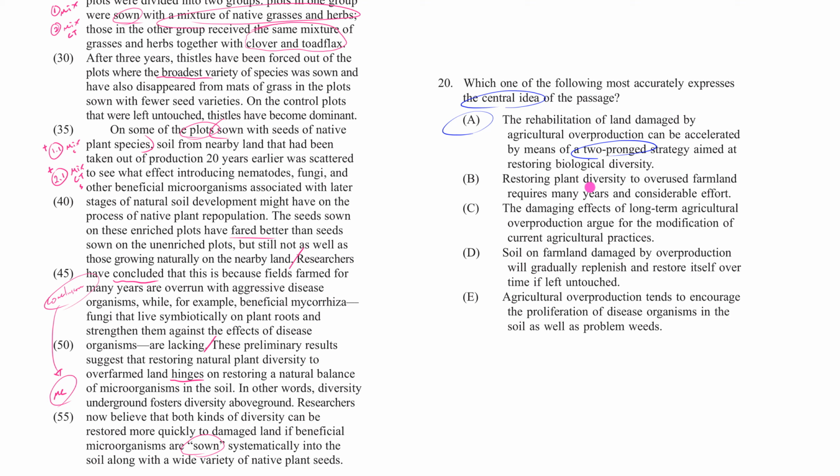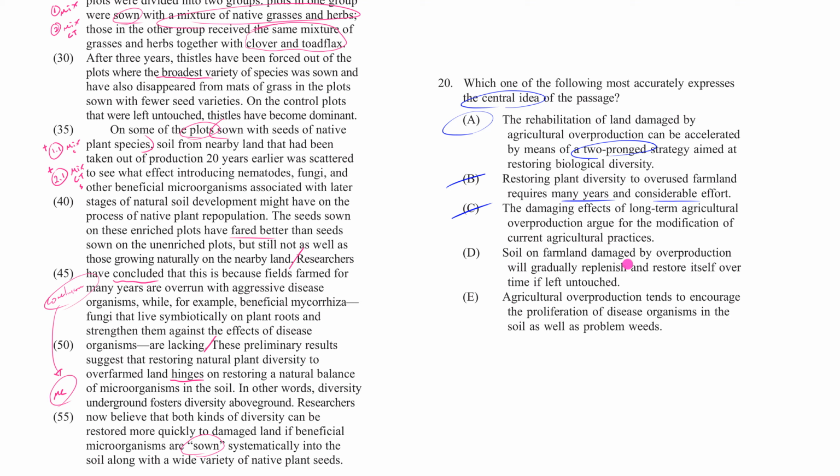B says restoring plant diversity to overused farmland requires many years. And consider, yeah, sure, it's true, but it's not the main point. How do you do it, right? You're just saying it takes a long time and considerable effort, but you don't say a word about how to go about doing it. C says the damaging effects of long-term agricultural overproduction argue for the modification of current agriculture. Oh, we need to change how we plant corn, right? And come on. Nothing in the passage is talking about this.